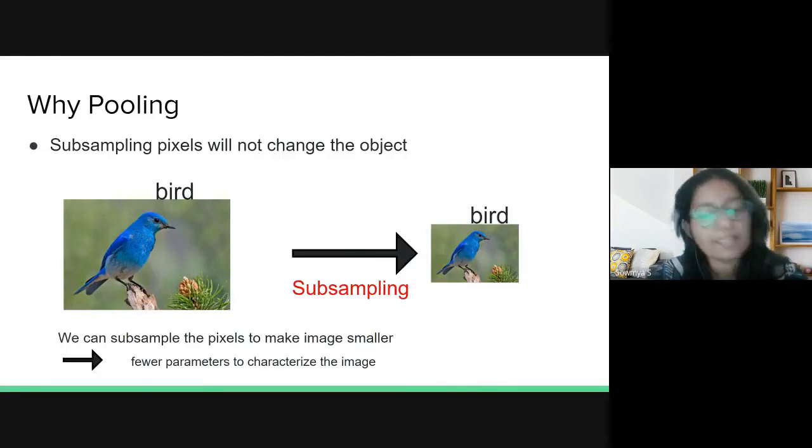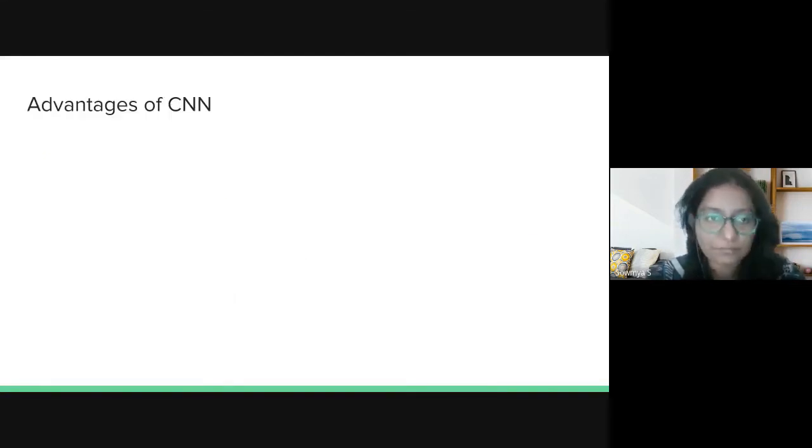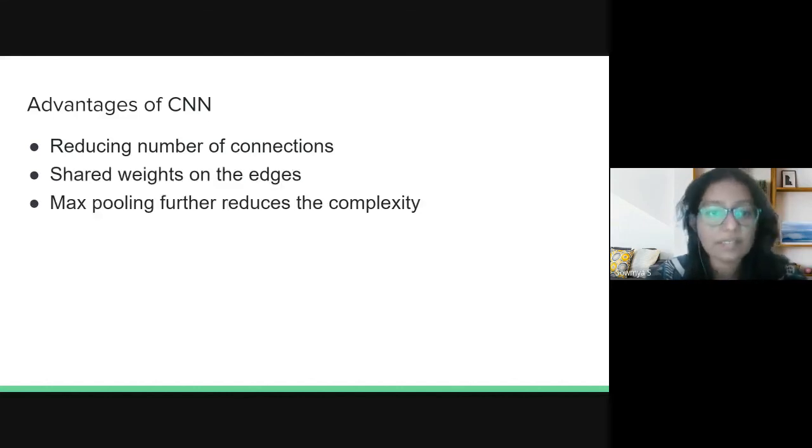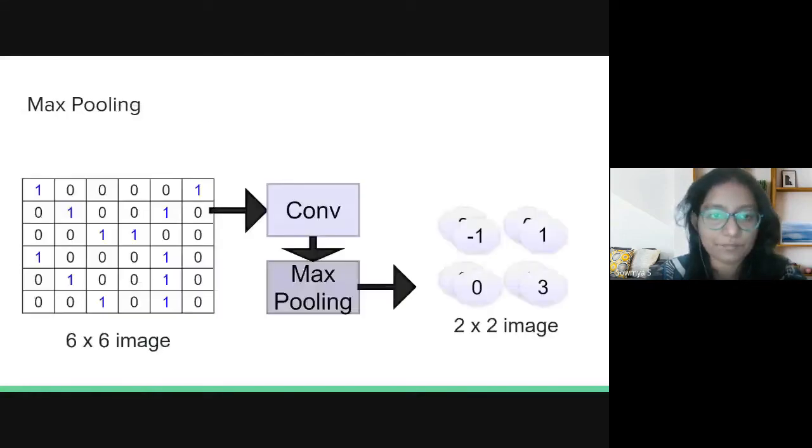So once again, what this will do is give a smaller matrix, so you have fewer parameters. To recap, what are the advantages of CNN? You reduce the number of connections, you have shared weights, and you use max pooling, which further reduces the complexity. So you had a 6x6 image, and you finally end up with a 2x2 image.